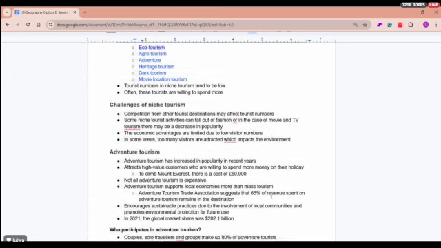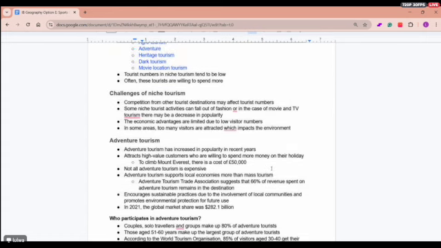We'll talk about those in depth, of course, but what are the challenges of those? You have high competition from other tourist destinations, which could affect tourist numbers. And of course, some niche tourist activities can fall out of fashion. For example, if a movie or a TV show was really popular at one point, but now it's dying in popularity, it isn't really a guaranteed sustainable tourism option. And it's a very big spectrum, so you don't know what to expect, because in some areas there's less economic advantage because of low visitor numbers. However, in other areas there are very high visitor numbers, which impacts the environment negatively.